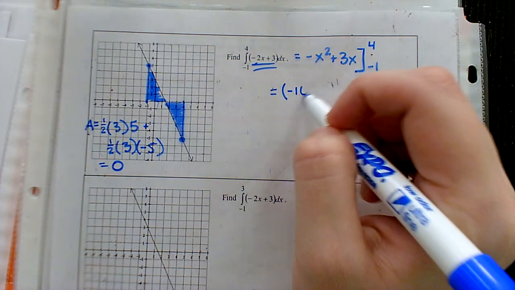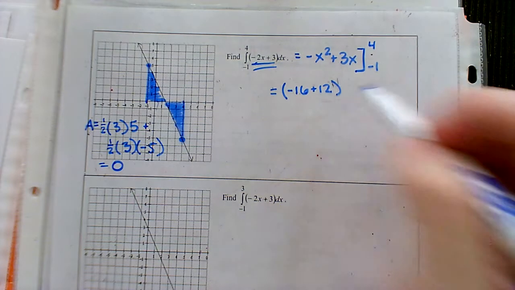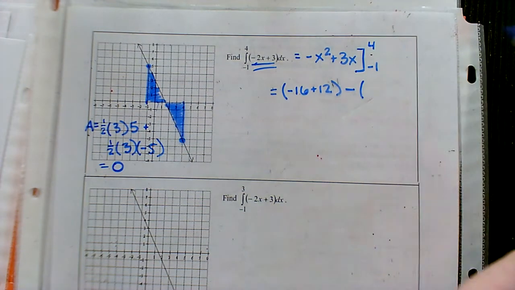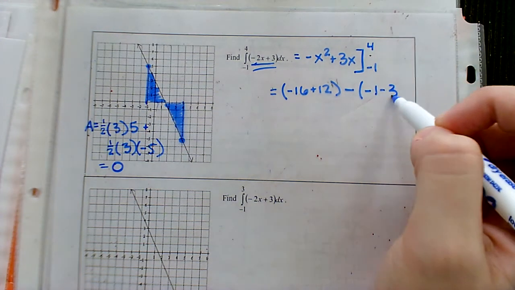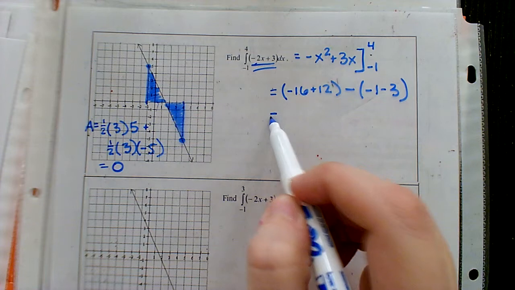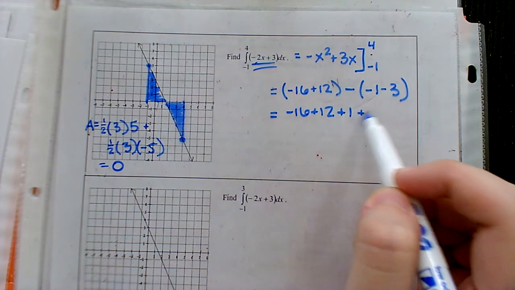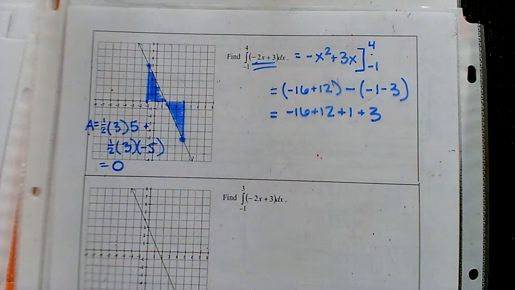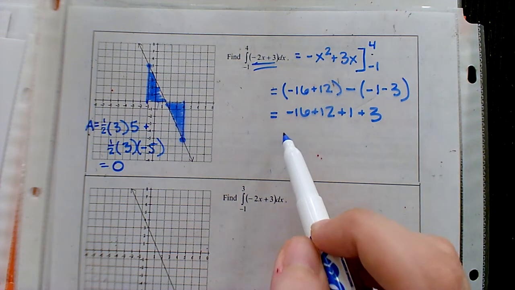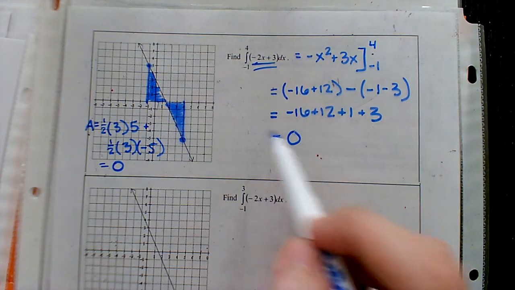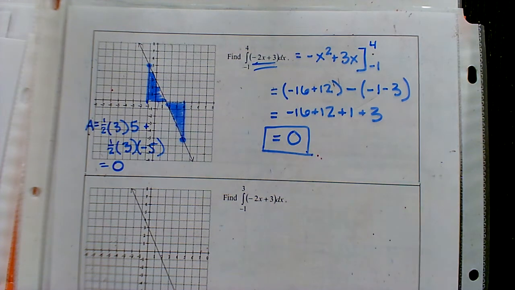So if we plug in 4, minus if we plug in -1, -16 plus 12 plus 1 plus 3. Looks like we get 0.